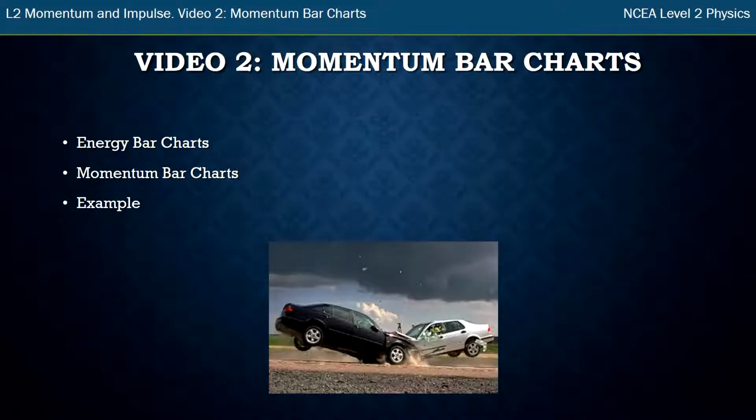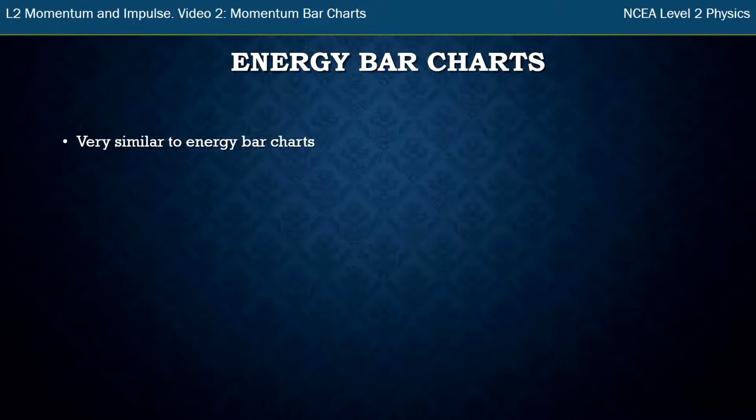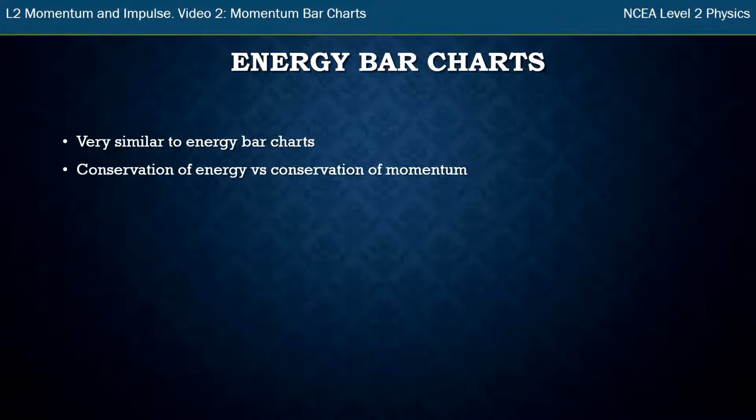Hello, this is Mr. McGovern, and this is the second video in the momentum series where we're looking at introducing momentum bar charts. I'm going to do a quick comparison first to energy bar charts, which are the bar charts you've already done. Momentum bar charts are very similar, because with energy we were dealing with the conservation of energy, which meant that the total energy before in a situation was the same as the total energy afterwards. Here we're looking at something similar: the total momentum before and the total momentum after are the same.